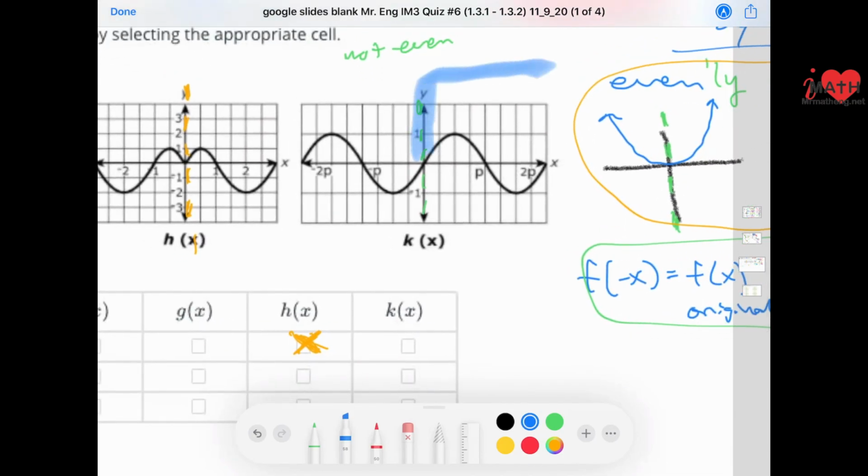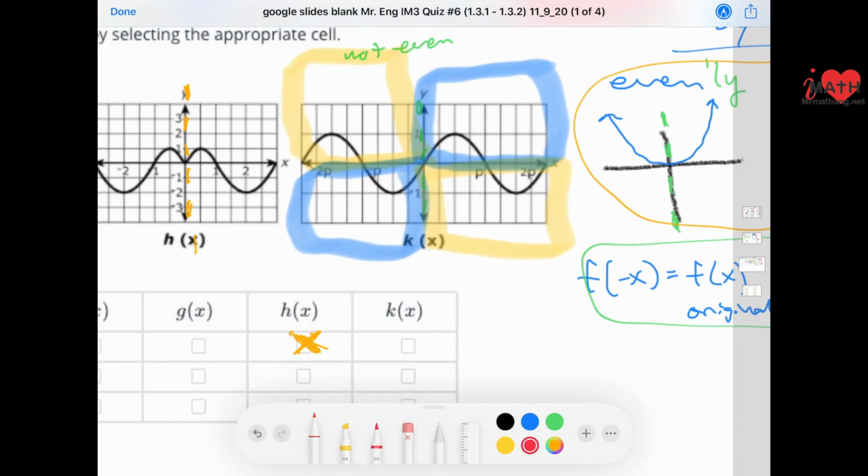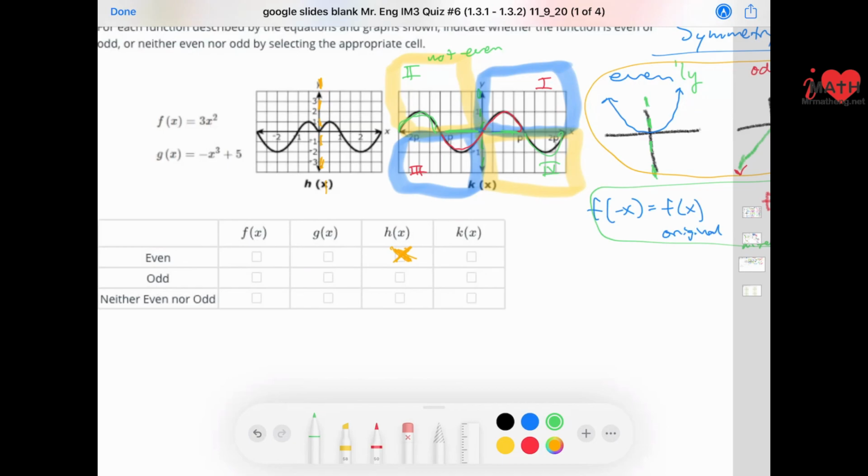So let me highlight the corners here: blue and yellow. In the blues, there is a mountain and a symmetrical mountain, right? If you rotate it 180 degrees from quadrant 1 to quadrant 3, they're the same. Over here, you have a distant mountain, and you have a distant mountain in the yellow quadrants, quadrants 2 and 4. So that would be odd. So that graph, k of x, would be odd. Okay?